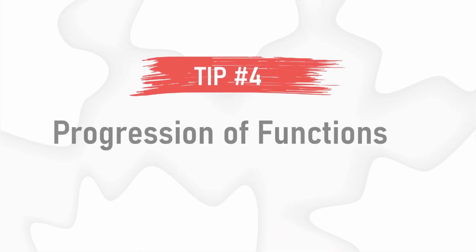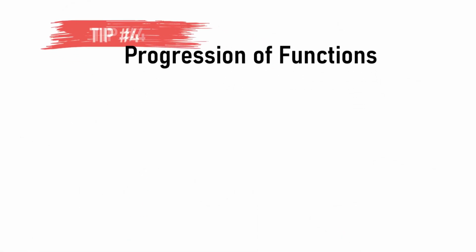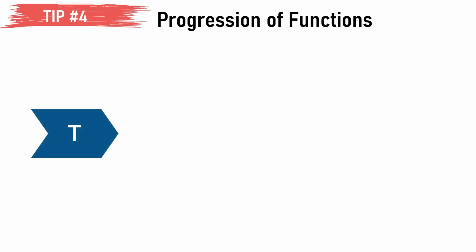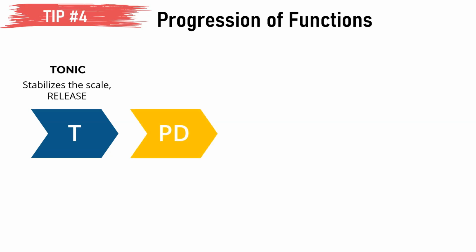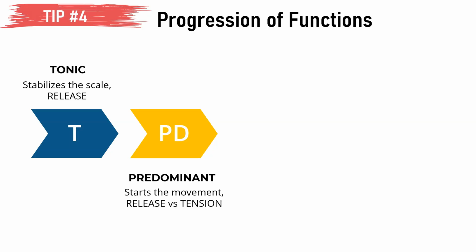In this context, the best progression of function is tonic, that stabilizes the scale and gives a sense of release. Predominant, that starts the movement from release versus tension.